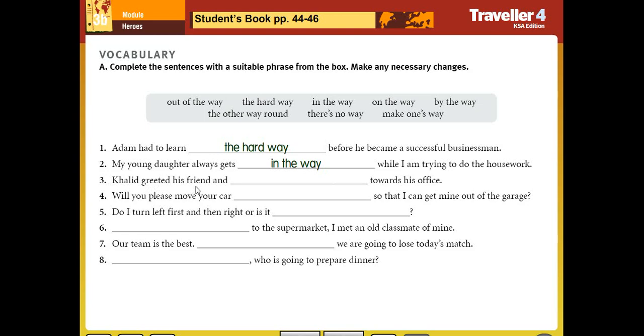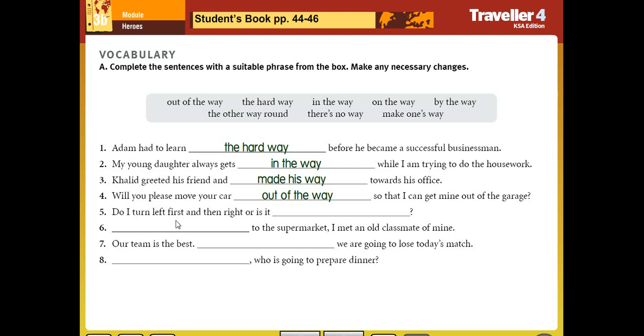Khalid greeted his friend. Greeted, he said hello to him. And went in the direction of his office, and what? To make one's way, yes, this one. So we can say, and made his way, went towards. Will you please move your car out of the way, so that I can get mine out of the garage? So, out of what? Yes, out of the way.